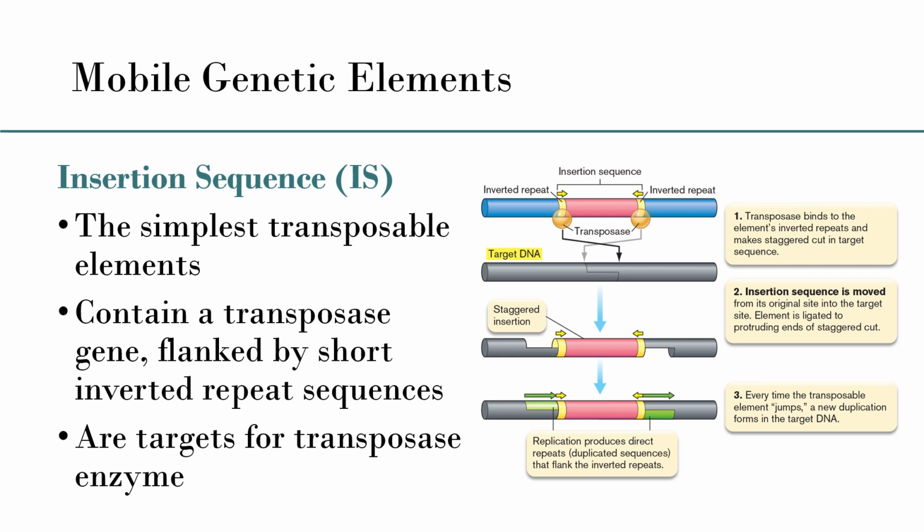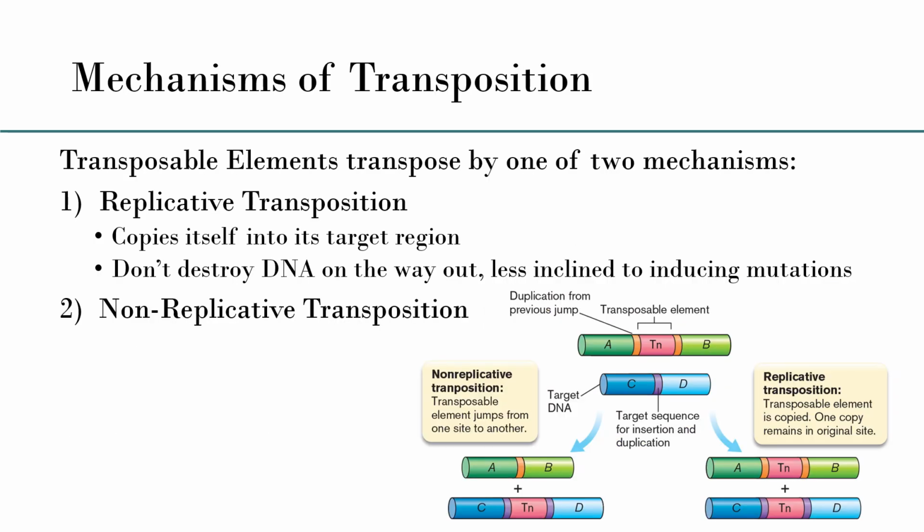Now, an insertion sequence is going to be the simplest type of transposable element. It has the transposase gene, so the gene that codes for the protein that helps it do the jumping, and it has short inverted repeat sequences on either end because that's where the enzyme knows where to cut. And these are going to then cut themselves out and move somewhere else.